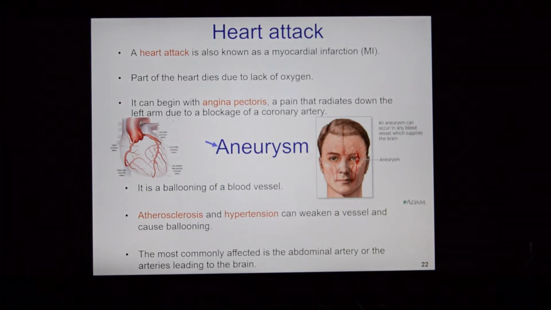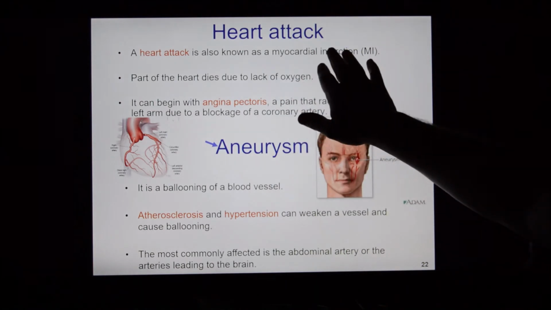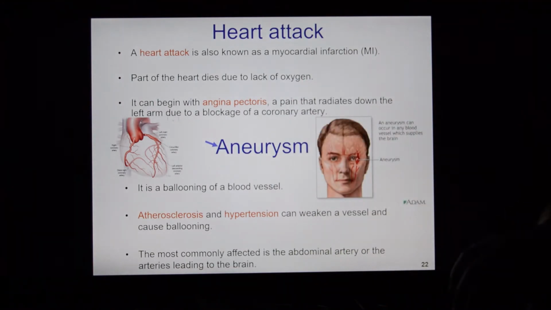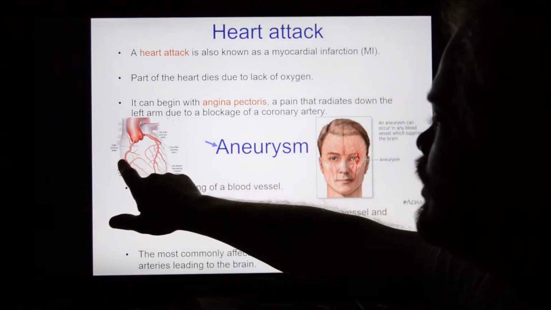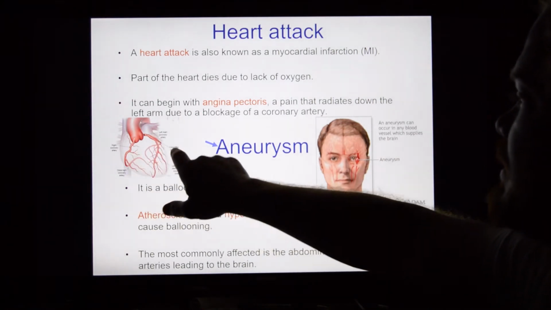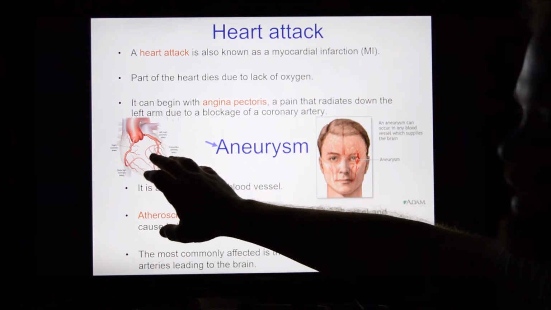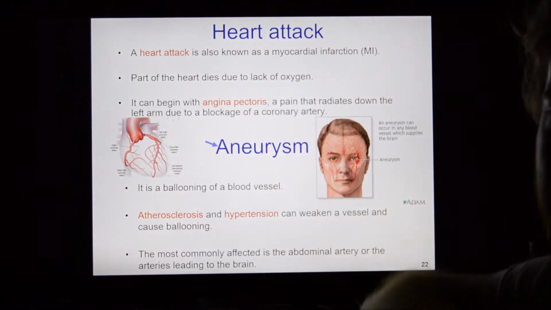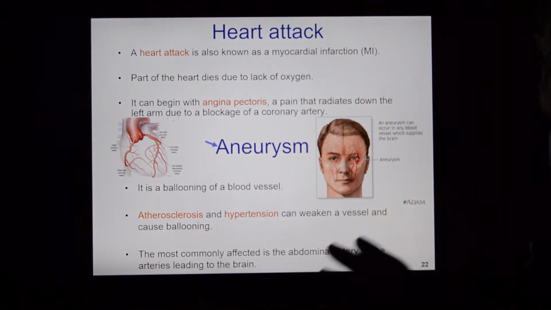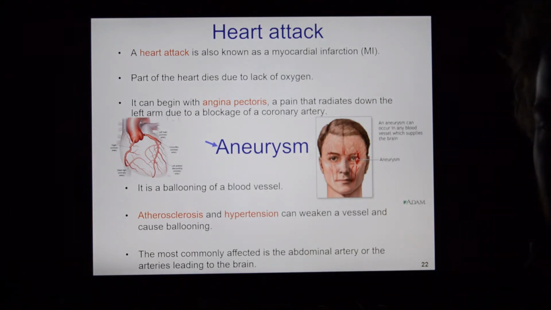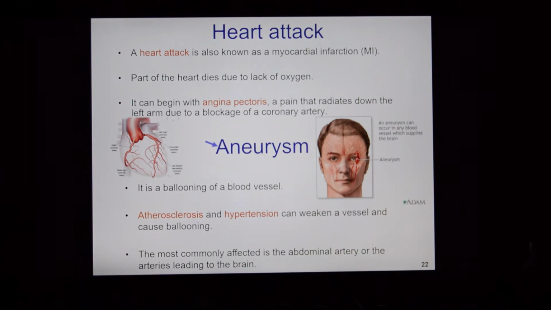All right, heart attacks. Heart attacks are called myocardial infarctions. What will happen here is there will be a blockage somewhere in the arteries of the heart. And when that blockage happens, the area downstream doesn't get oxygen and the muscle stops working. Strokes and heart attacks, same concept. A blockage of an artery leads to an area of the body not working. A stroke is the brain, a heart attack is the heart.